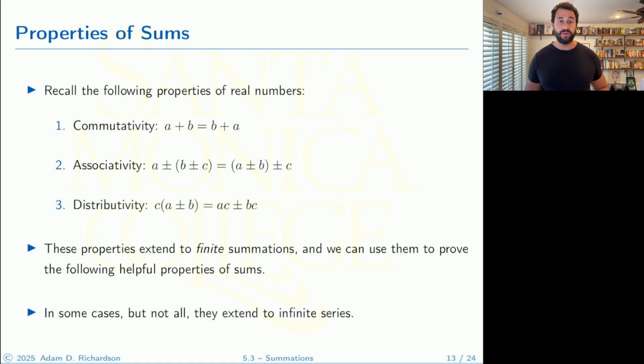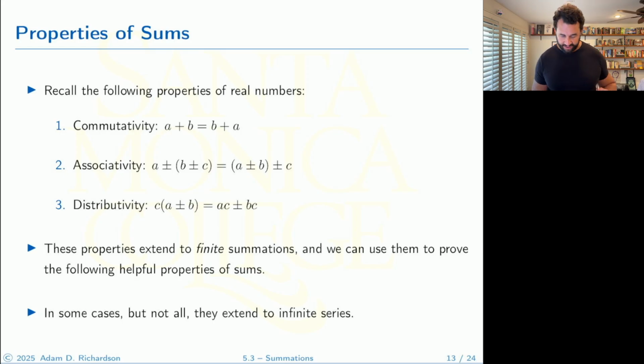And then there's the distributive property, distributivity. This is how products or factors distribute over sums and differences. So you can distribute the C to both of those terms, and you get AC plus BC or AC minus BC. That's the idea. All right, so these properties extend to any finite summations. And maybe if you take a discrete math course, you will prove these using finite summations. And we're going to use them to prove some properties of sums.